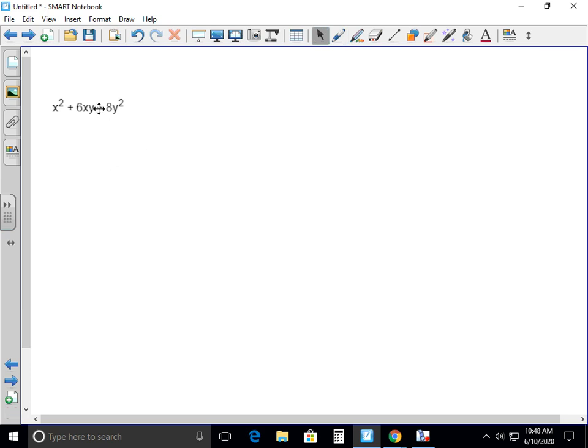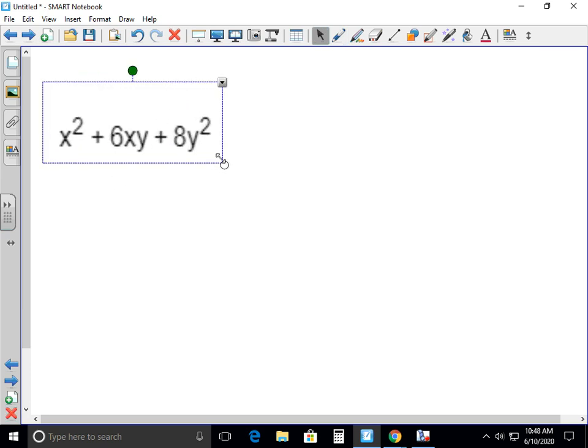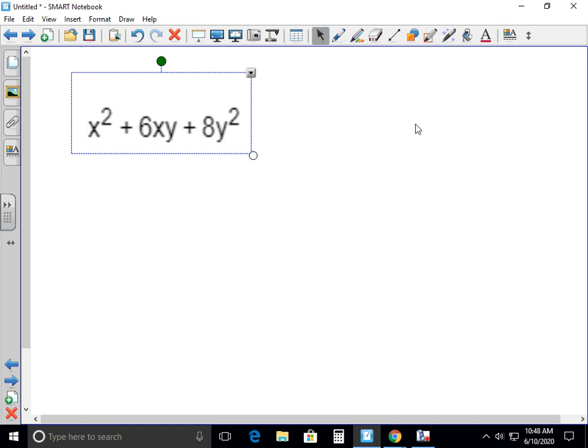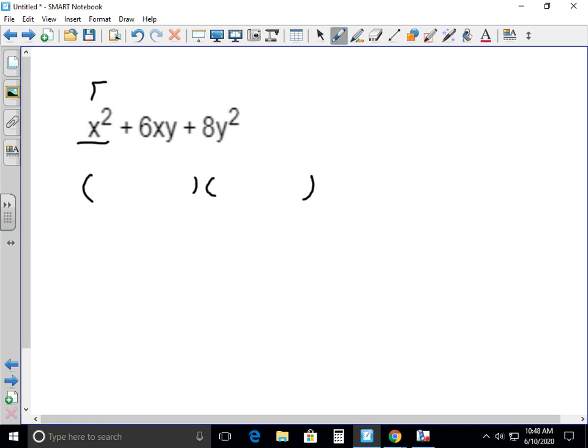Okay, so here we actually have 2 different letters. We have x's and y's. But this is going to work the same way. To get x squared, we need x times x. To get y squared, we would need y times y.